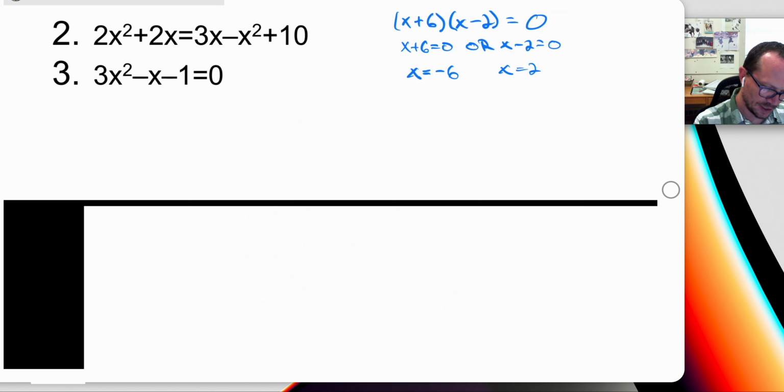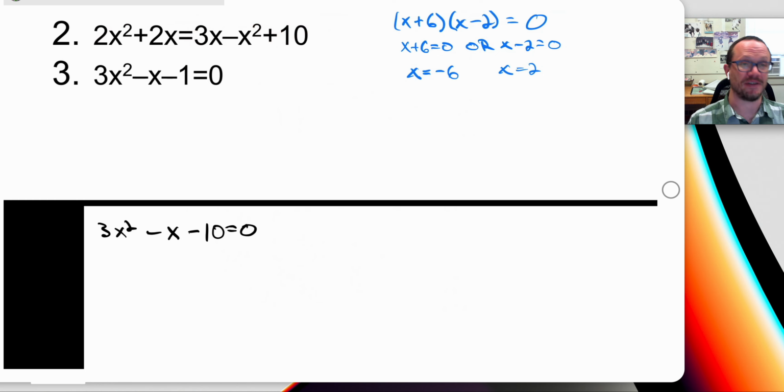Move all the terms over to the left. Negative x squared combined with 2x squared, I've got 3x squared. The 3x, move it over to the left, 3x squared minus x. The 10 jumps over to the left, minus 10 equals 0. Now I could try to factor this.